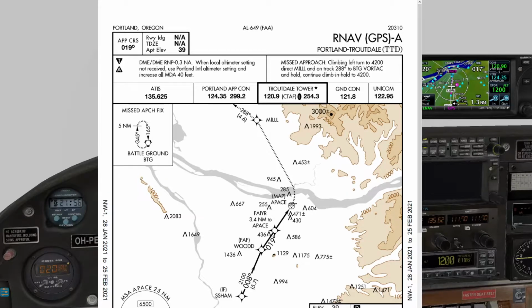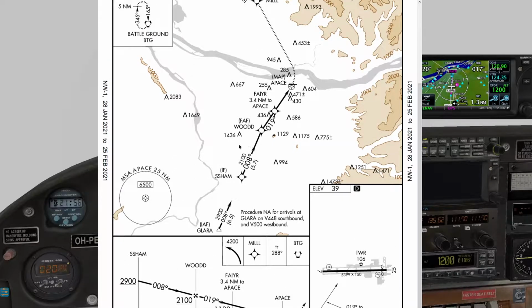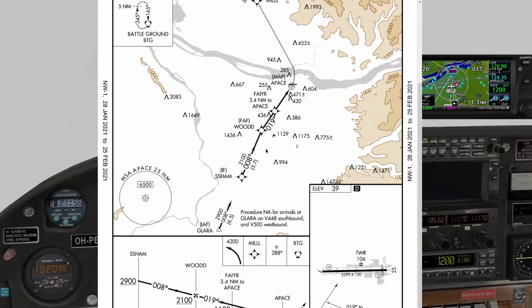One of them is that the only minimum is a circling minimum. So there's a 1,000 foot circling minimum. There's no other approach minimums. And another thing that's interesting is the approach course between the intermediate fix and the final approach course is 008 and then 019 between the final approach course and the runway. So you've got to remember that there's a turn there in between your intermediate fix and your final approach fix.